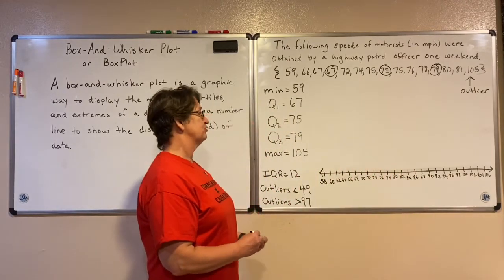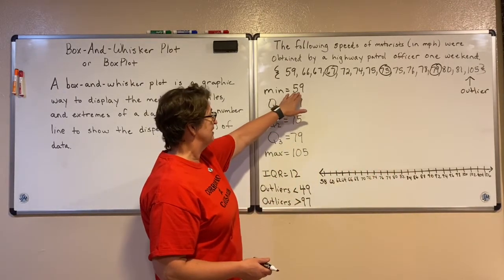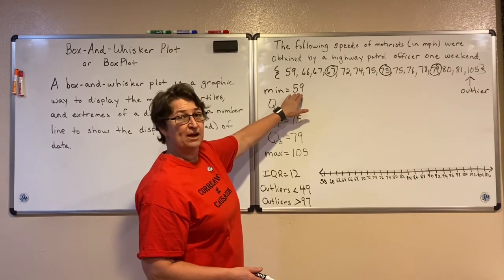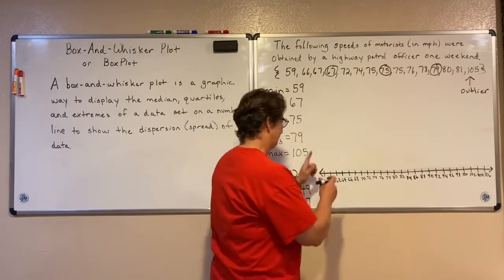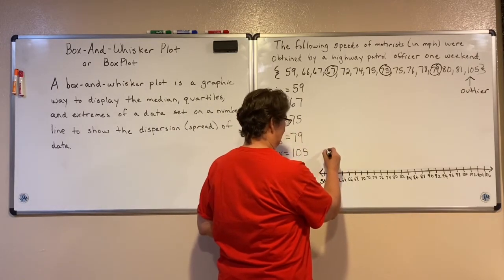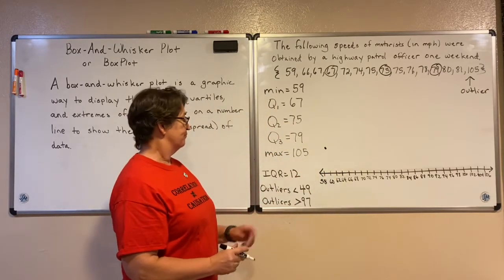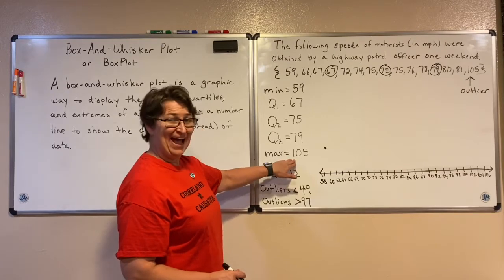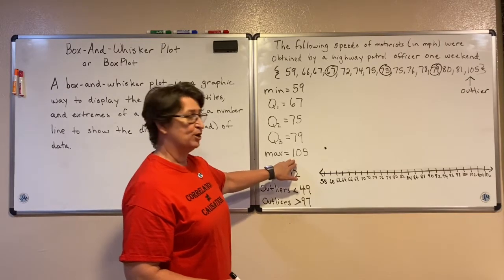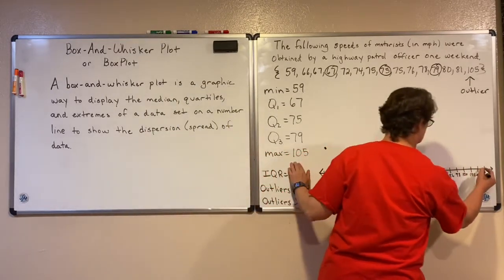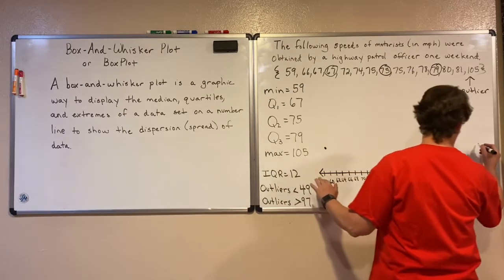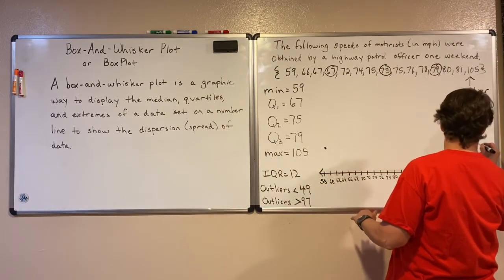Next, what we're going to do is put a dot at our minimum value. So at 59, I'm going to put a dot there. Then I'm going to go out to my maximum value, and I'm going to put a dot at that maximum value. So my maximum value is at 105.